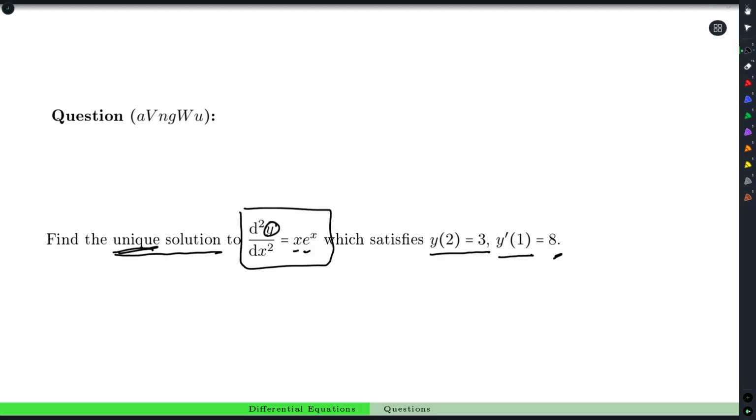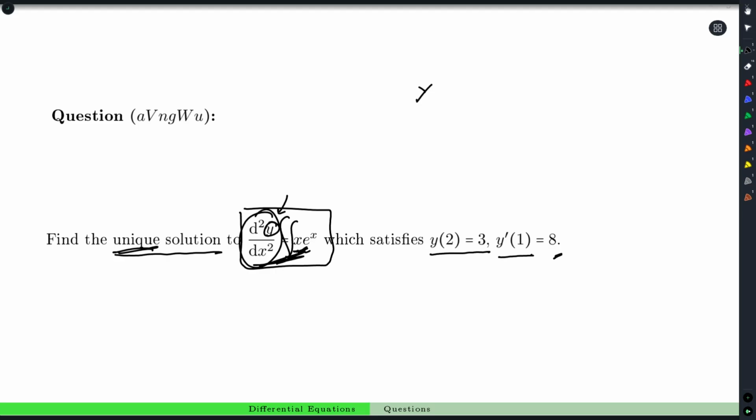So we've got some specific information about this unknown y, and we also know that it is meant to satisfy this very simple version of a differential equation, where really what this is saying is the second derivative of y is x e to the x. So if you want the original y, you just need to integrate this twice to cancel out the two differentiations. So let's crack on with that.